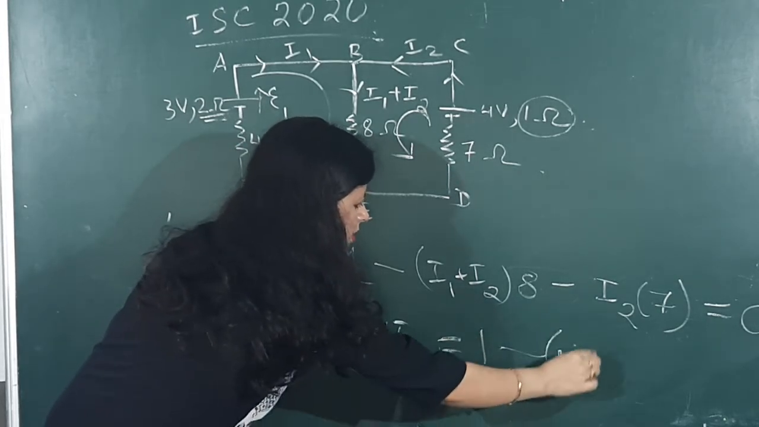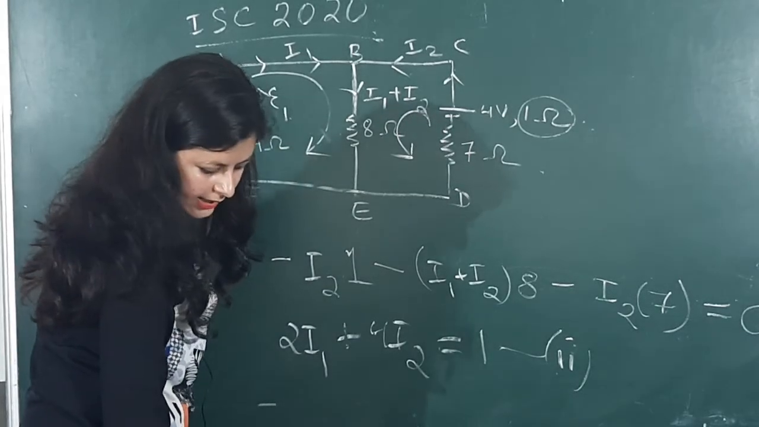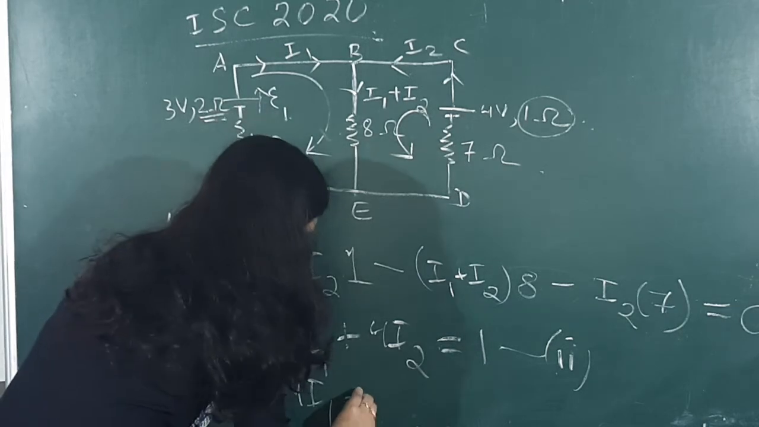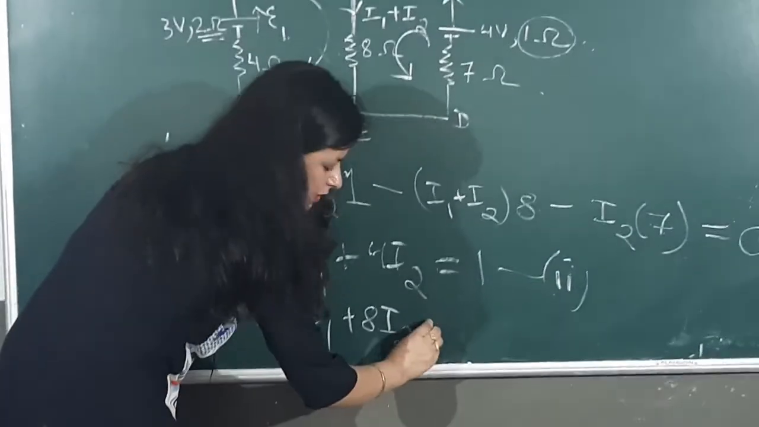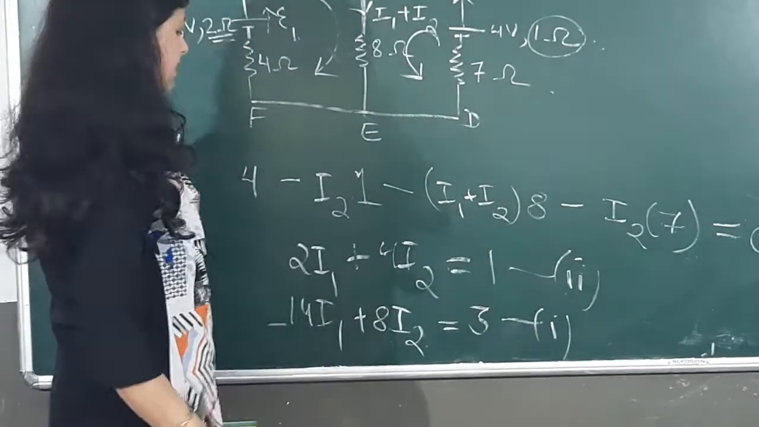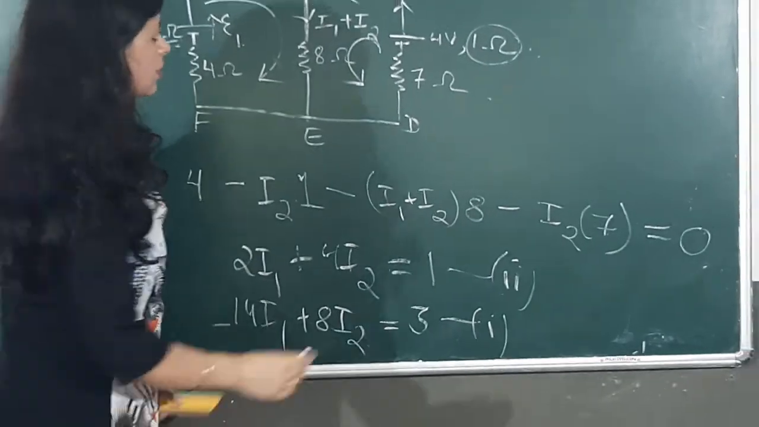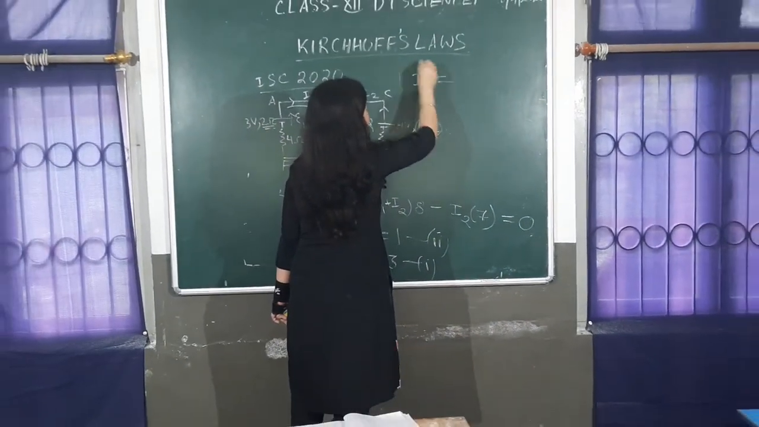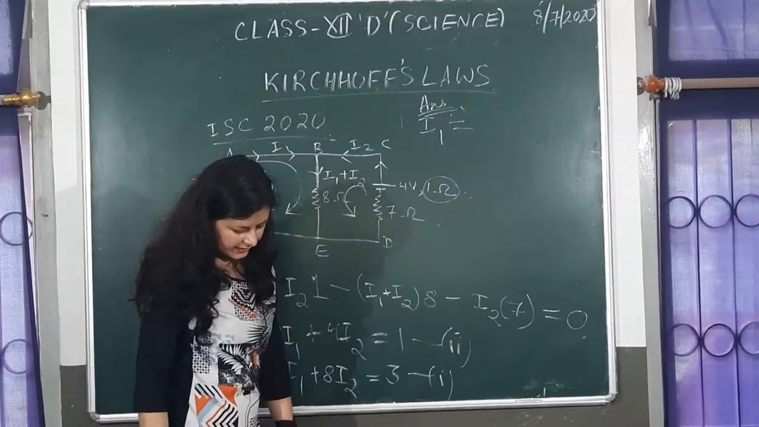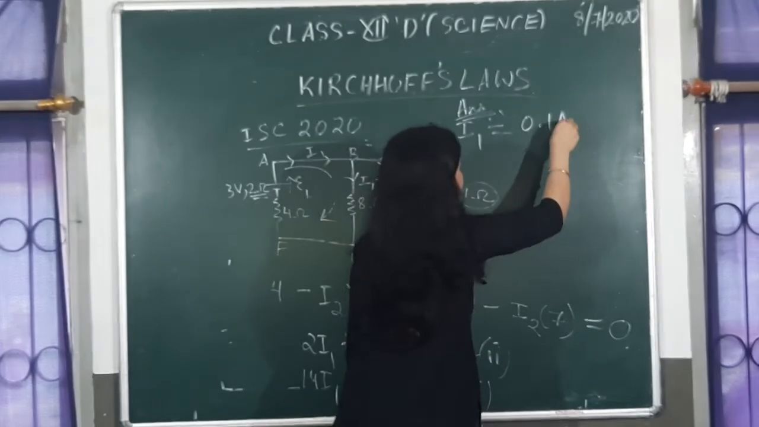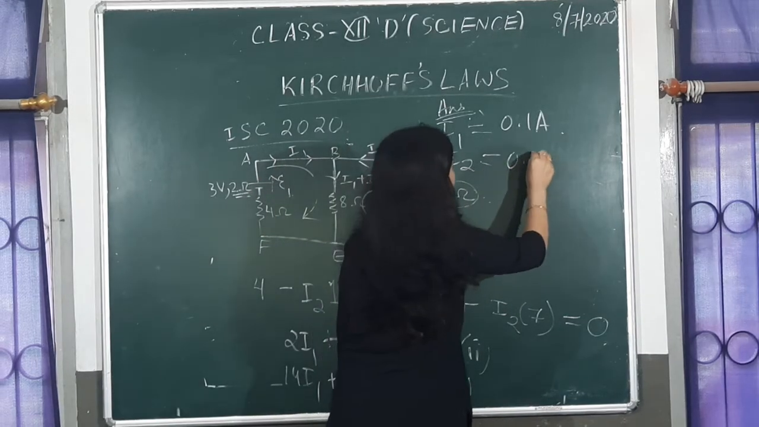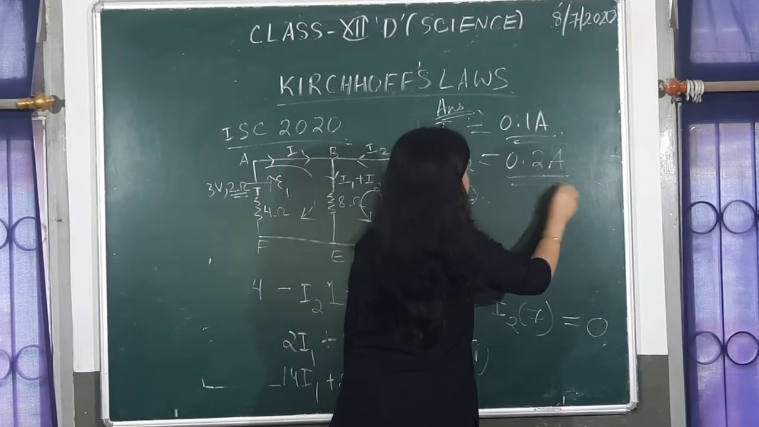This was equation 2, and we had equation 1 as 14I1 plus 8I2 is equal to 3. Take any method of solving simultaneous equations. You will get the values of I1 and I2. Answer I am writing here. Please solve it yourself. It's just solving simultaneous equations. I1 is equal to 0.1 ampere and I2 is equal to 0.2 ampere. These are the answers that you should be getting.